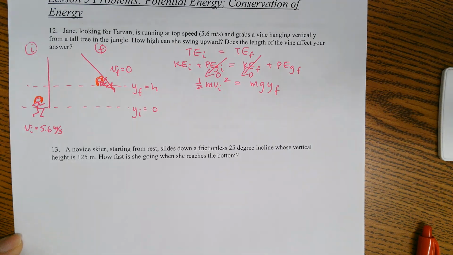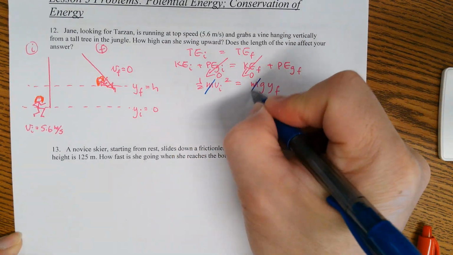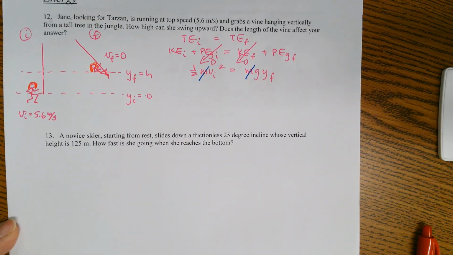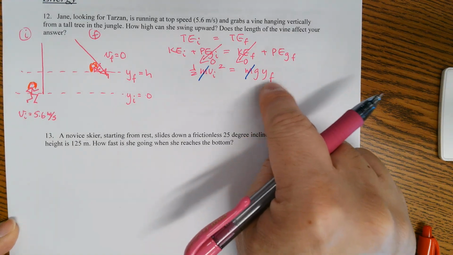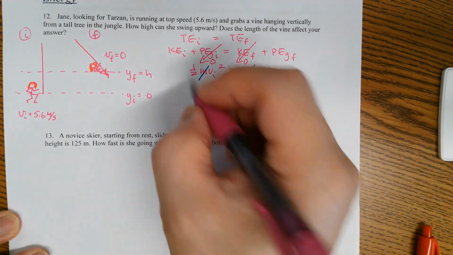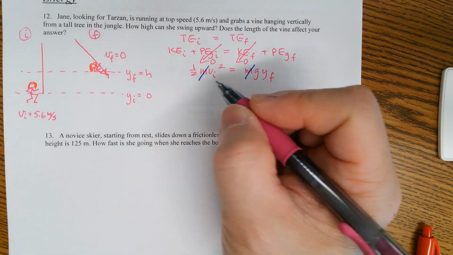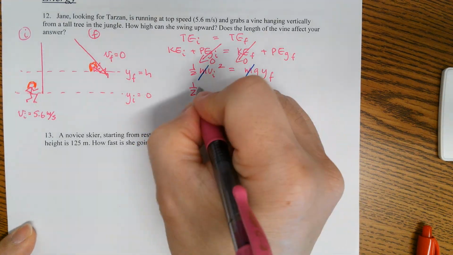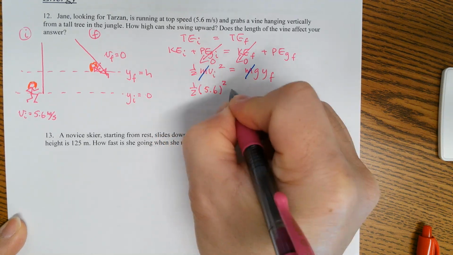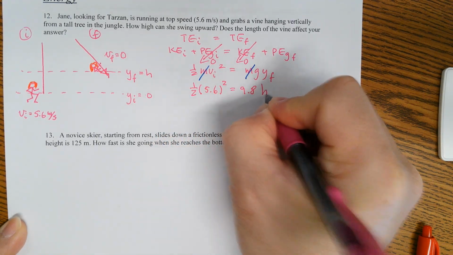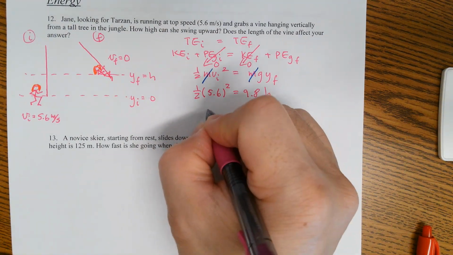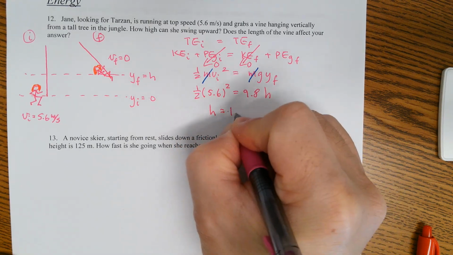Look what happens to her mass. We don't have to find out how much she weighs. That's good for her, right? She doesn't want to give that out. Therefore, we can find out exactly how much height she gains. So 1/2 times 5.6 squared is equal to 9.8 h, because height final is just h. If we solve for h, she only goes up 1.6 meters.